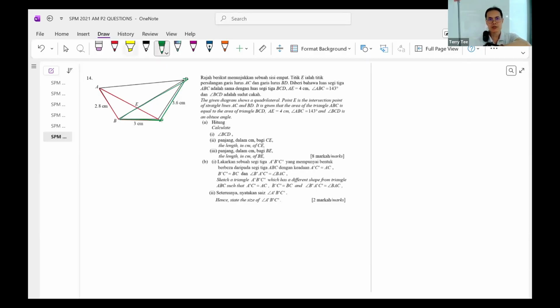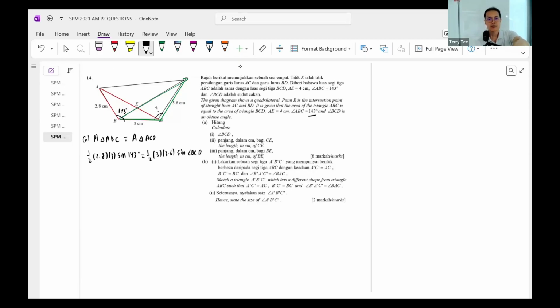They share the same area. So for the area of a triangle, we can use half ab sin C. And they give us one more piece of information: your angle ABC is 143. And you're supposed to find BCD, this angle. So we can start by saying area of triangle ABC equals area of triangle ACD. For ABC, we take half ab sin C. For ACD, half ab sin BCD.